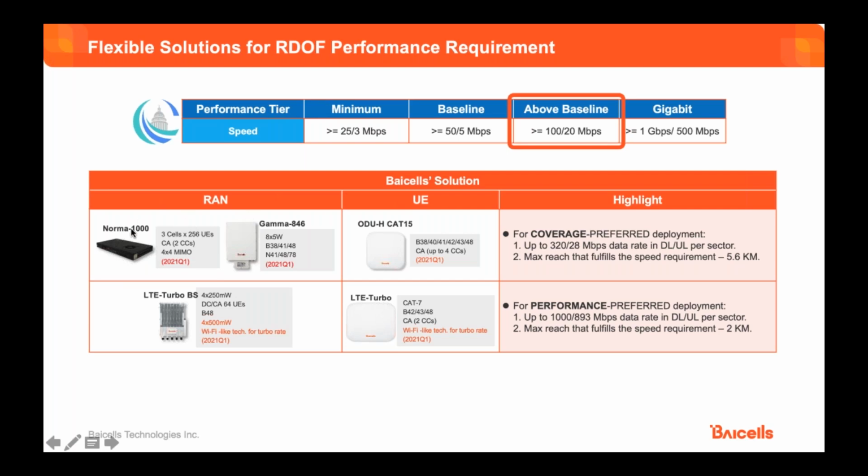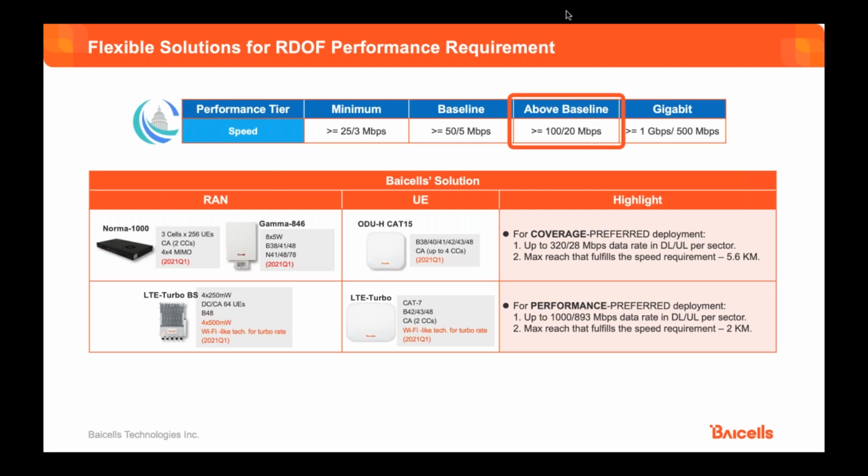The RAN part, if you remember again, this is the split. This is the RRU, which is 8 by 5 watts, and it is 5G ready, and it's dual mode, so it works on band 48, the CBRS, and on the new 5G frequencies, 41 and 78. Then you front haul it through the Norma 1000, which is the BBU, and this can handle up to 3 cells, and each cell will take care of 256 users. And it is 4x4 MIMO, and it has carrier aggregation on the downlink and the uplink, and it's 256 QAM ready.